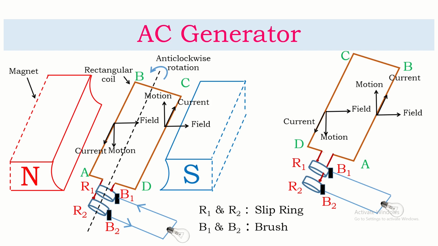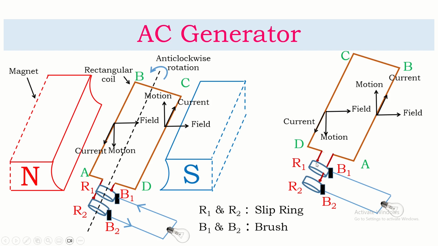I mean to say CD cuts the magnetic lines of force in the downward direction, but AB cuts the magnetic lines of force in the upward direction, and the field is the same. So current flows from A to B on the right hand side, but from C to D on the left hand side. This way the direction of current will be A, B, C, D. If it is so, then terminal D is connected to R1. Here we can understand at this place also terminal D is connected to R1. This is the connection.